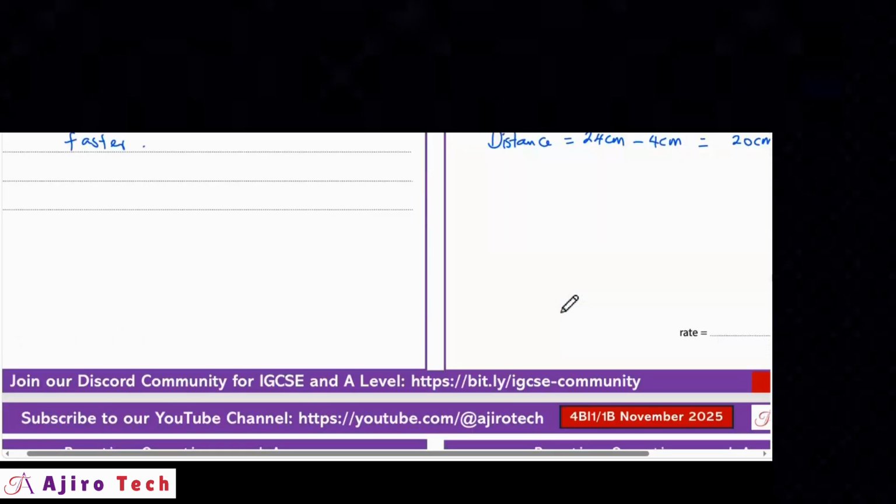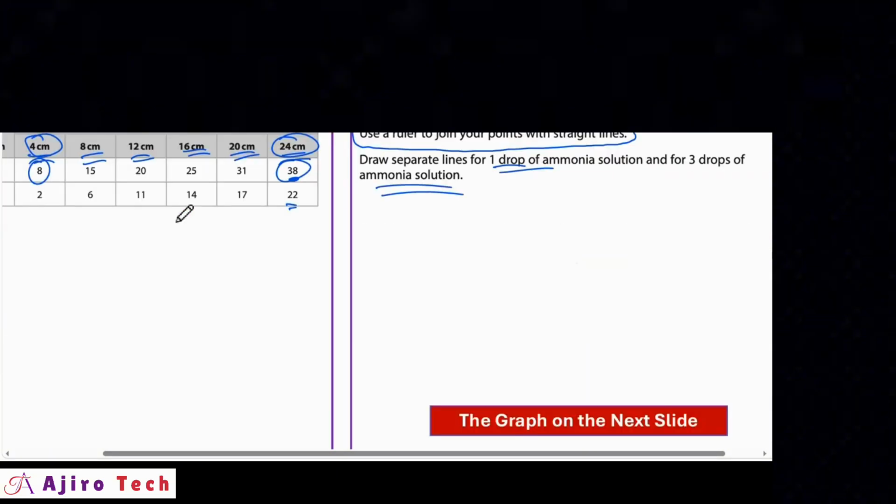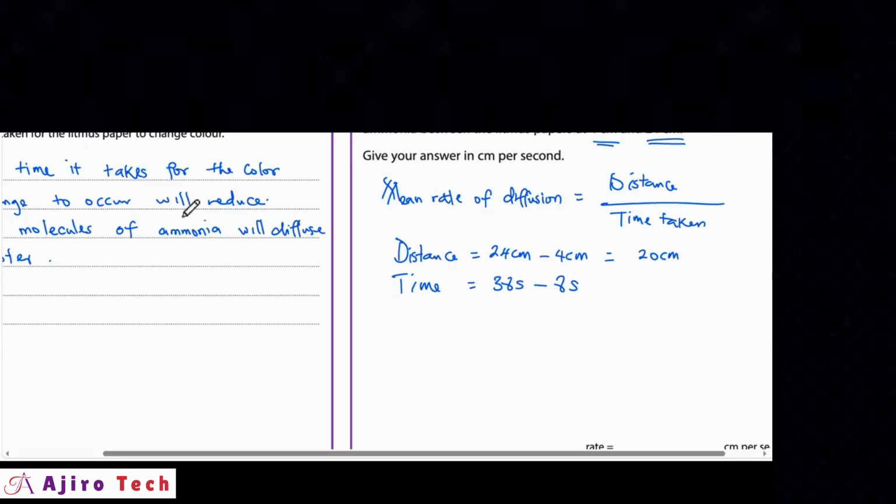So the same thing that we have done for distance, we are going to do for time. For time, that will be 38 seconds minus 8 seconds. Check, and that's very good, that's correct. So 38 seconds minus 8 seconds is 30 seconds. So don't forget the formula.